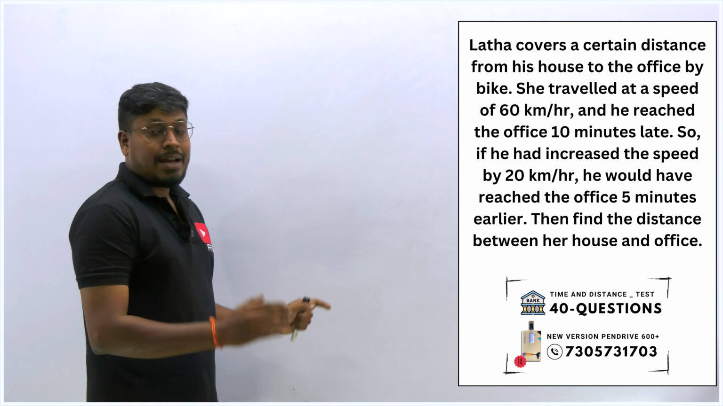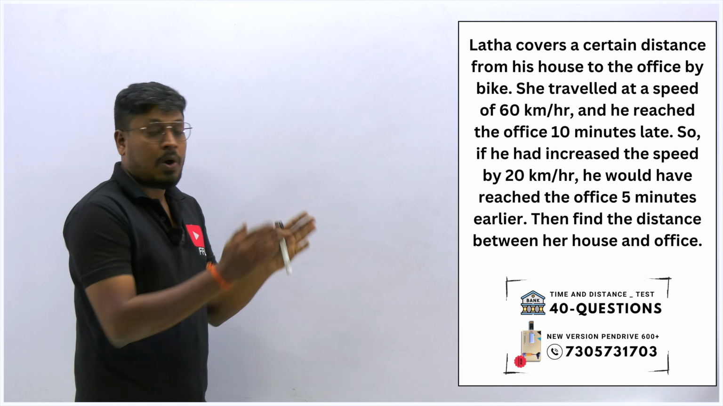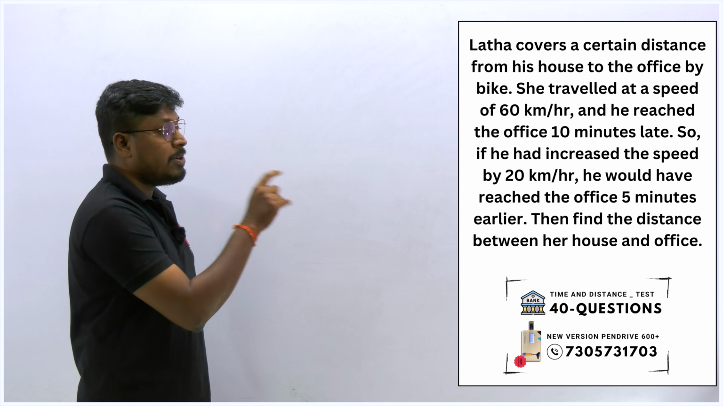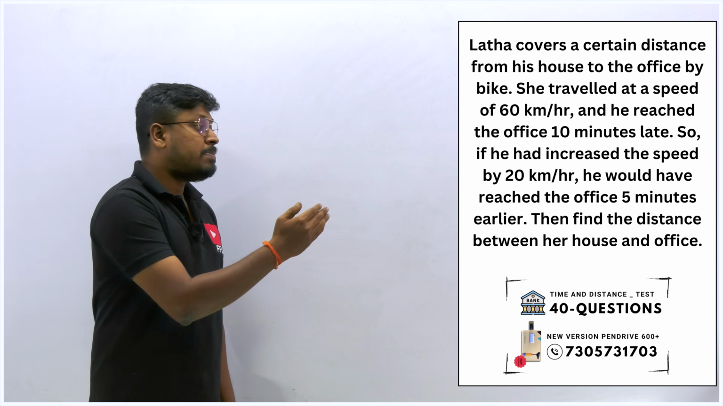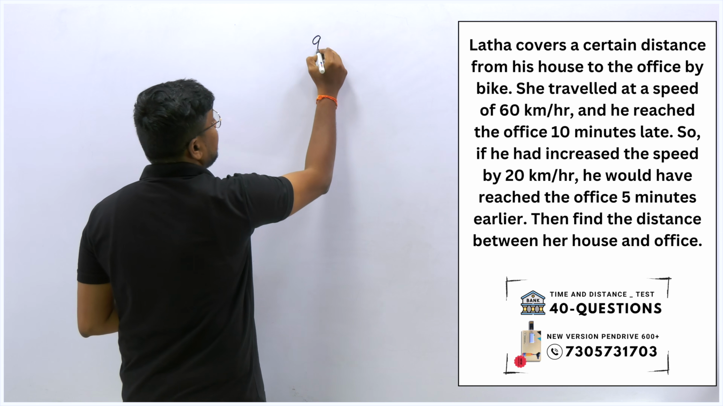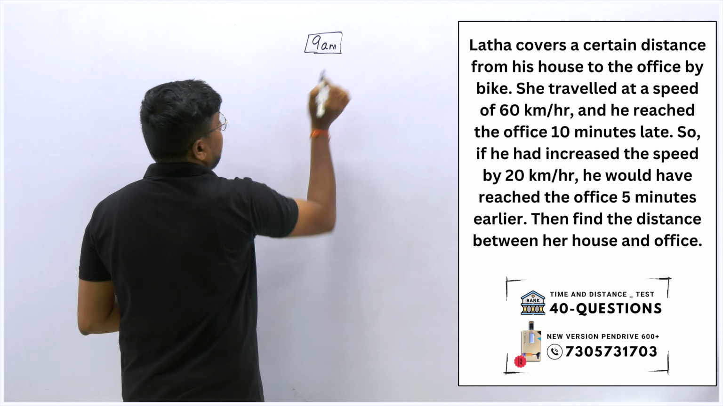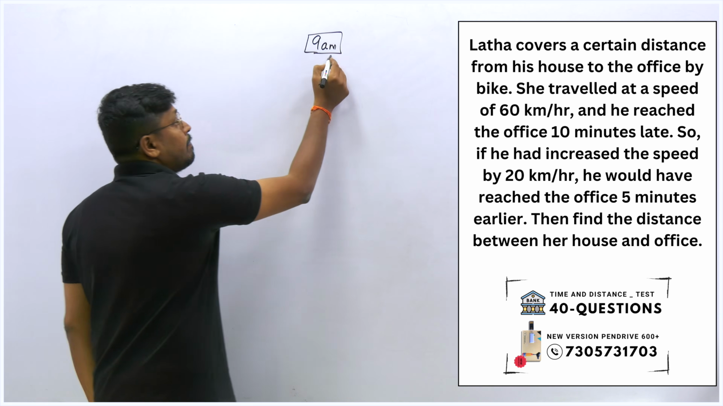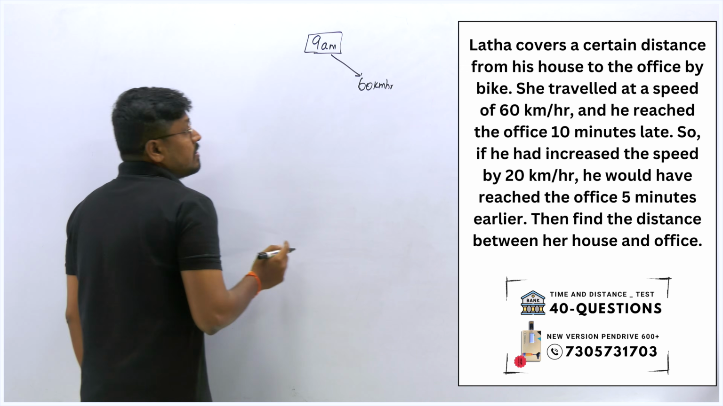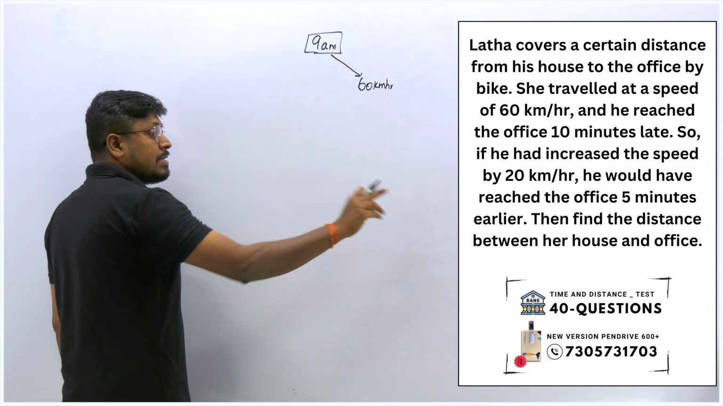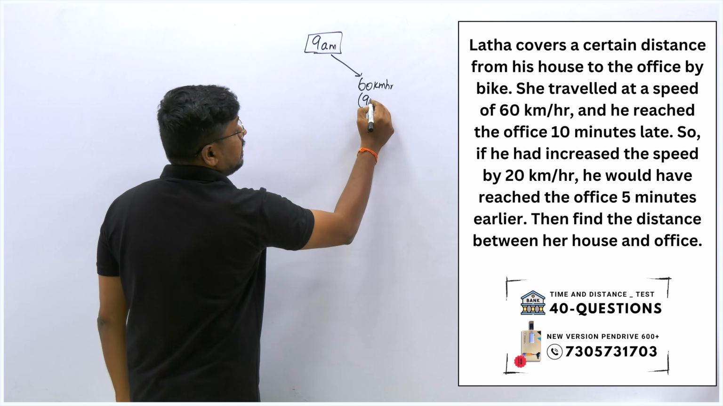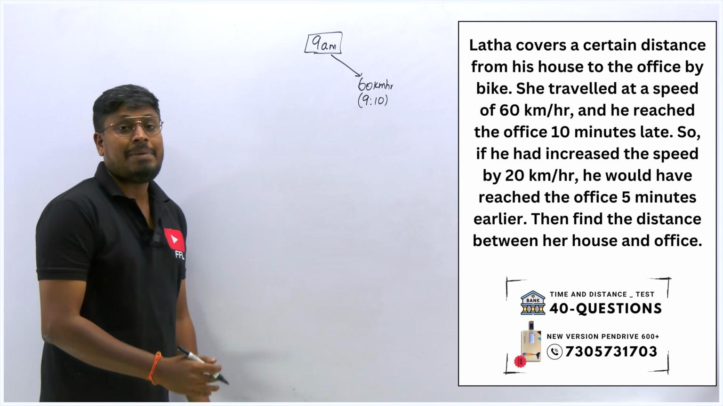Initially our target is to find the distance between the house and the office. There are two data points given. Initially she traveled at a speed of 60 km per hour, and by using that speed the office is 10 minutes late. So we can fix the office timing as 9 a.m., the exact time. Because of going at 60 km per hour, Lata reached the office 10 minutes late. That means instead of reaching on the correct time, 9 a.m., she would have reached at 9:10.